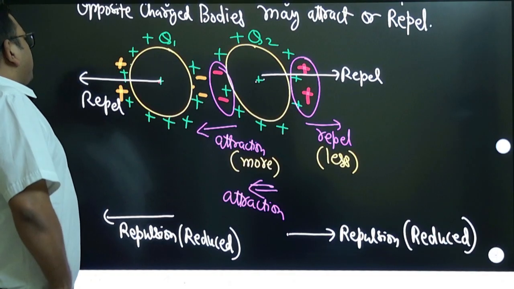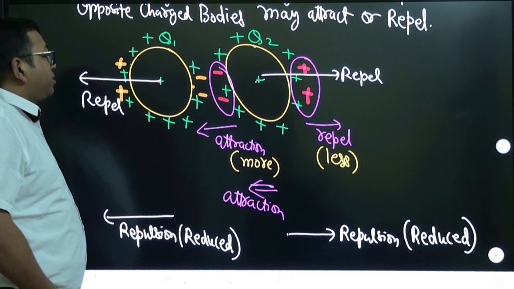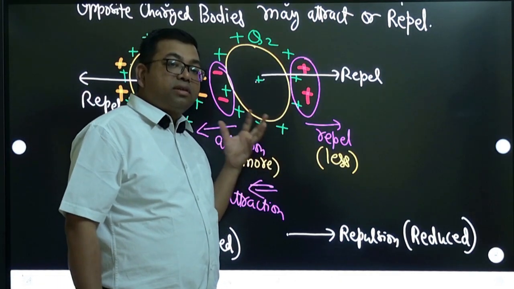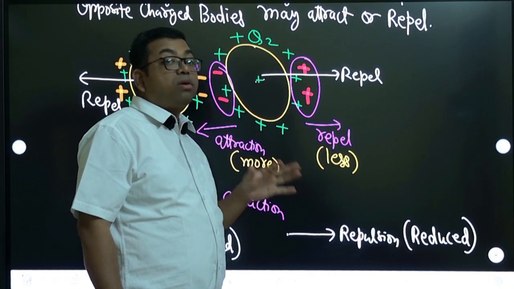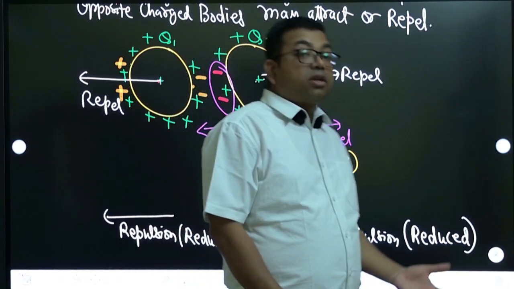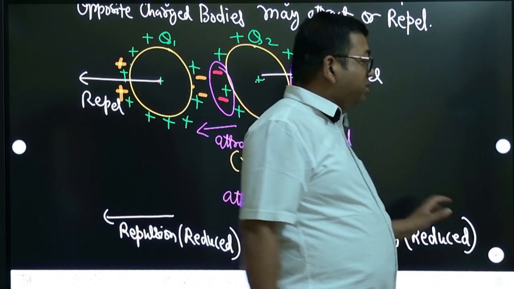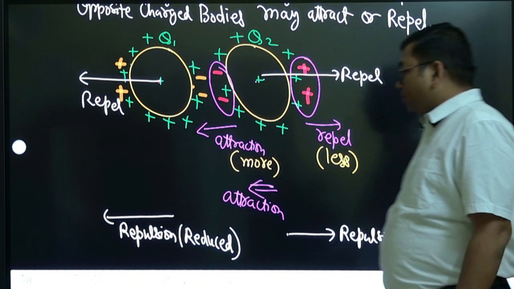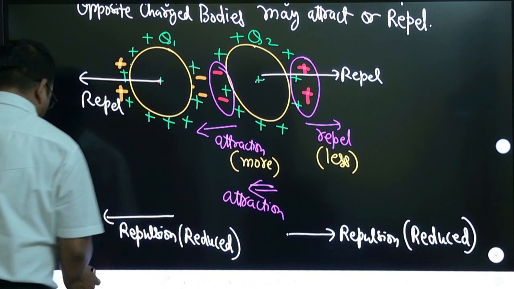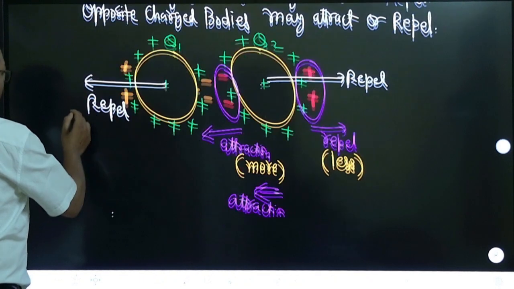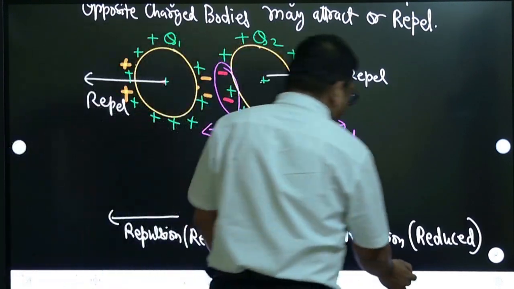But one thing is sure, that the repulsion effect will generally get reduced, because the bodies are not point objects, or the charges are not considered point charges. So this is an important concept. Okay, done. Then let us go to the next. So this was point number 5. Let us go to point number 6.